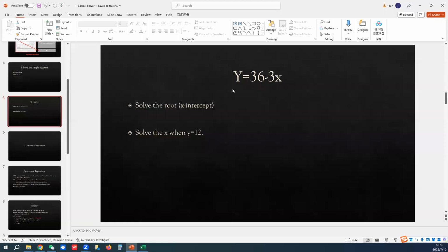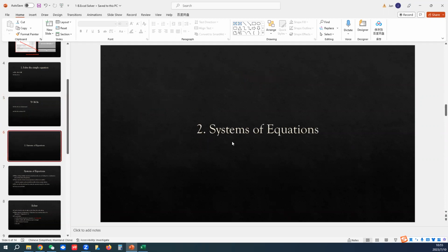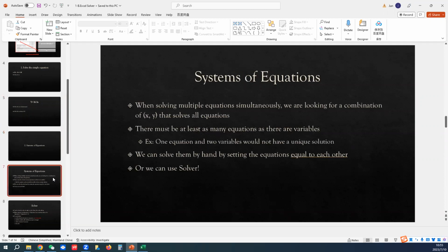On top of solving a single linear equation, which was what we did here, Solver has stronger functions than that. One common way of using Solver is to solve systems of equations. So here I'm giving you a quick review of what that is.